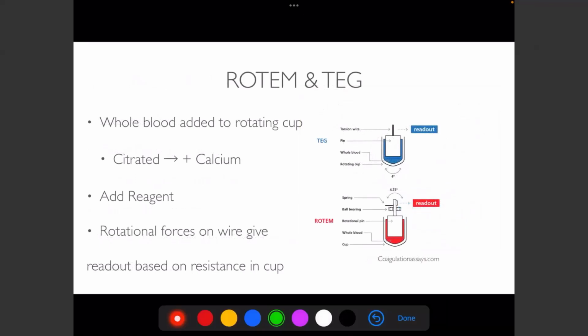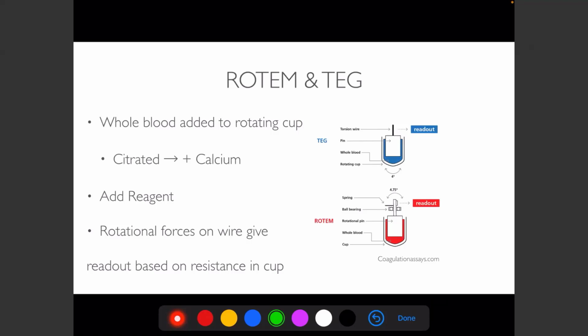So now let's get into what we're here to talk about a little bit. So Rotem and TEG. The basics of it is you take a blood specimen and you add it into a cup that has a wire in it that either rotates or spring oscillates. TEG is just a rotational force, and then Rotem, it's kind of spring and oscillating. And the feedback mechanism is the resistance of the blood in the cup. So if you think about if the cup's full of water, you're not going to have any resistance. It's just going to spin and spin and spin, and that's no clot. You're not going to get any graph. But as the blood thickens and starts to clot, you get more resistance. And so that's kind of what it bases the graph readout on.